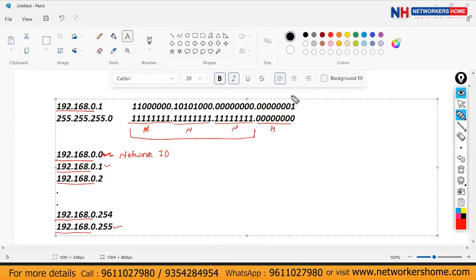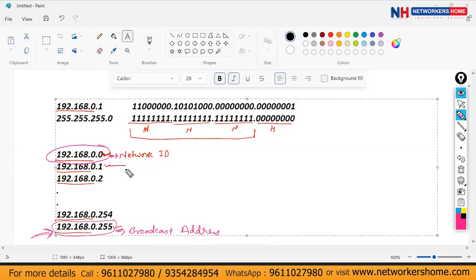Means you cannot assign this IP and this IP. Why? Because it is reserved to represent the network. It is the network ID. And this is reserved for the broadcast address. Remember broadcast, one-to-all communication. So if I want to deliver a message to everyone in this network, I'll simply send it to this. Or if I ping this IP, it is going to reach each and every node in my network. Because what is broadcast? One-to-all communication. Is that clear?